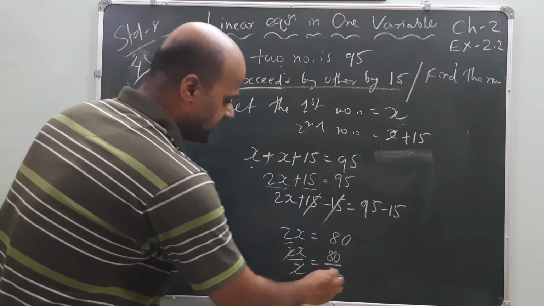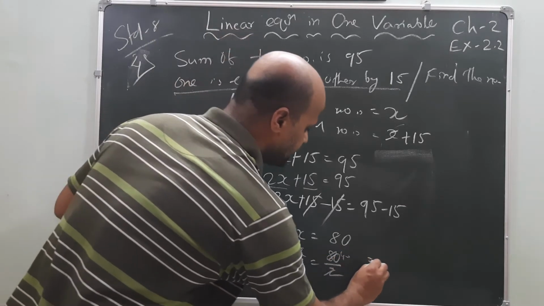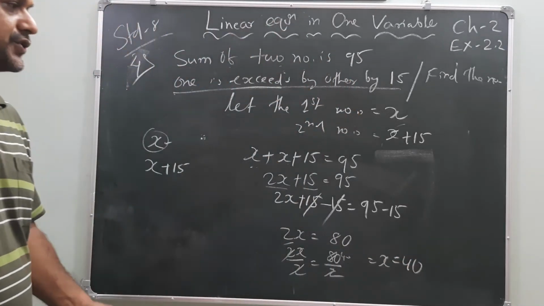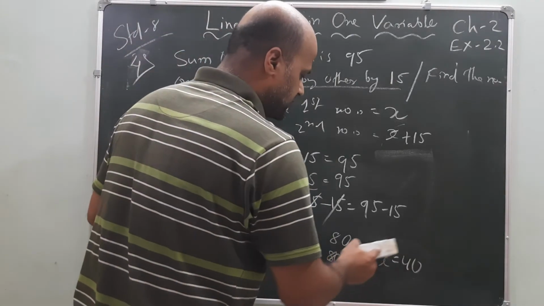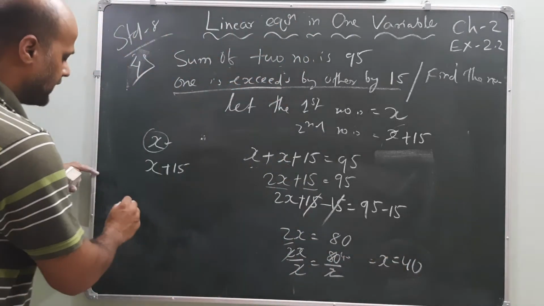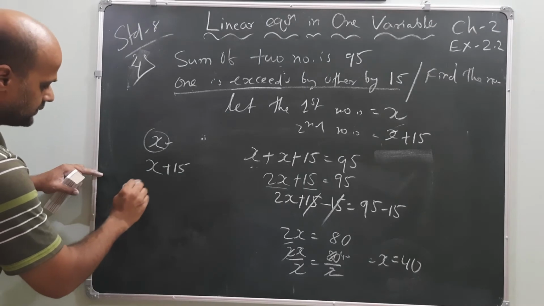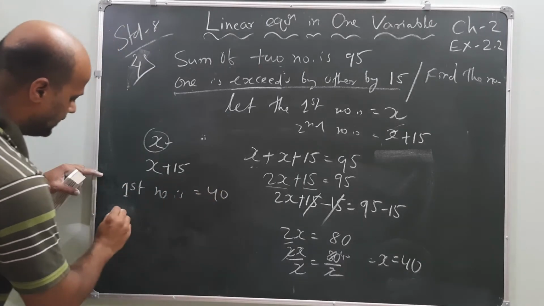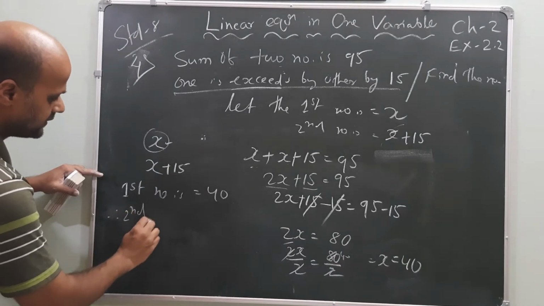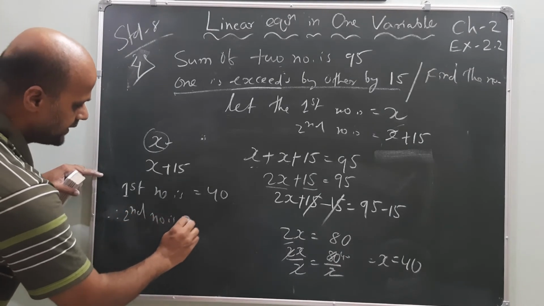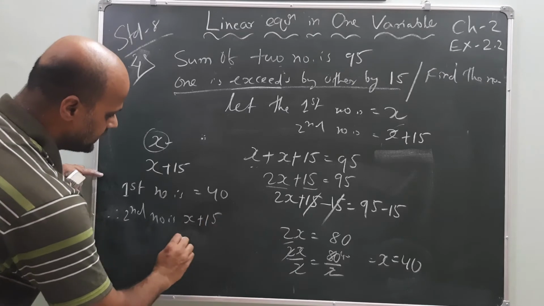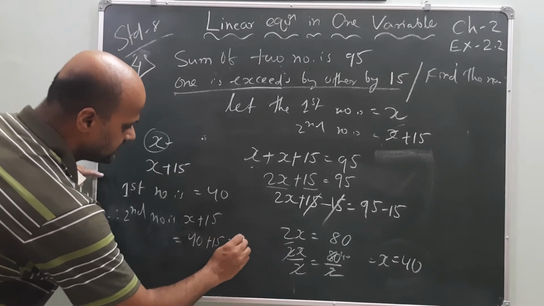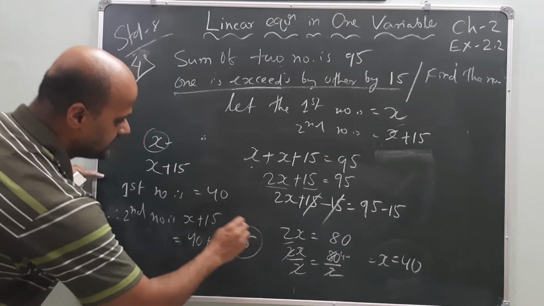2 cancels. 2 into 40. So how much is x? x is equal to 40. So the first number is 40. So you have to write it here. First number is 40. Therefore, the second number, x plus 15, is equal to how much? 40 plus 15 is equal to 55.